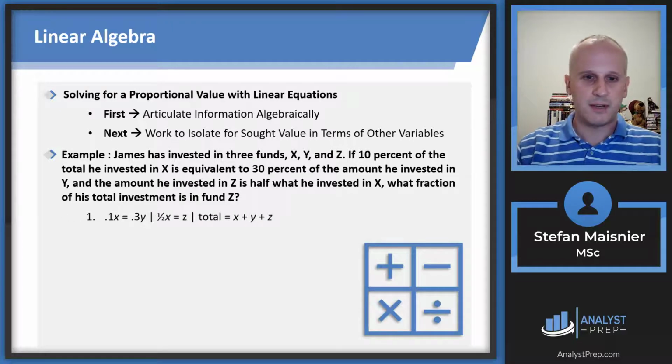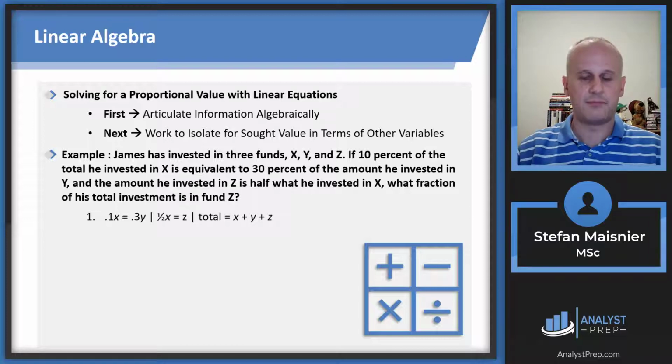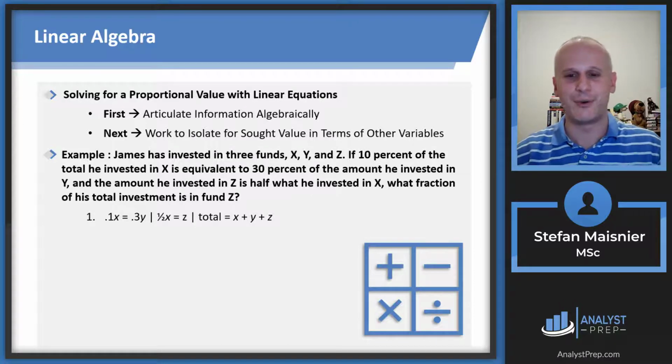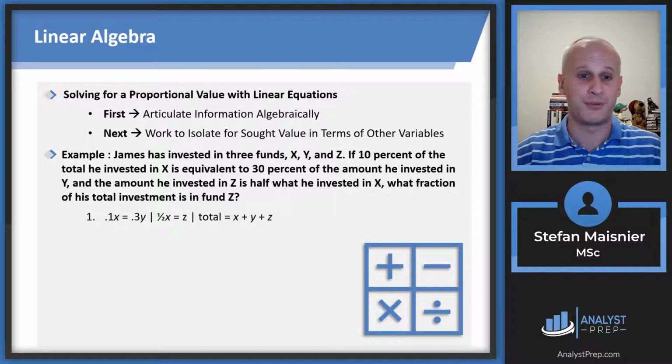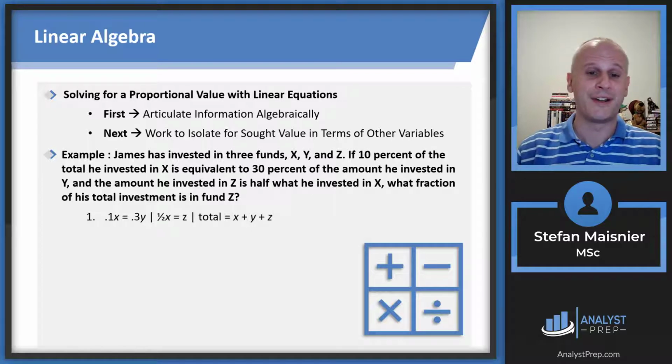So step 1 is articulating the information algebraically. We know 0.1x is 10% of x. So we know that 10% of the total he invested is in x. So 0.1x is equivalent to 30% of what he invested in y. So 0.1x is equal to 0.3y. So again, the English can get convoluted if you aren't careful. Then we know that the amount he invested in z is half what he invested in x, so that's 1/2 x is equal to z.